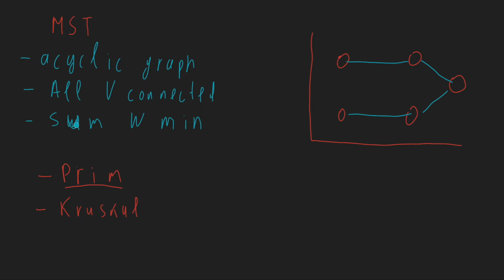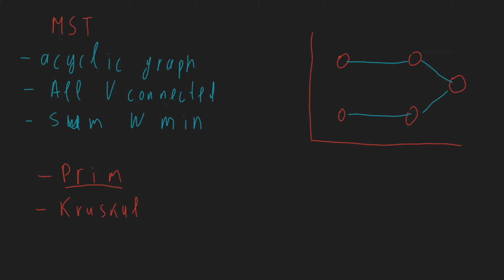So what are the other ways we can connect? We can connect, for example, this way. This is another way we can connect. We have 5 vertices in this case, and 4 edges. In this case also all vertices are connected. But which one is the minimum?